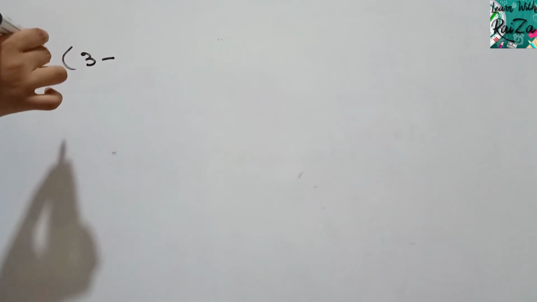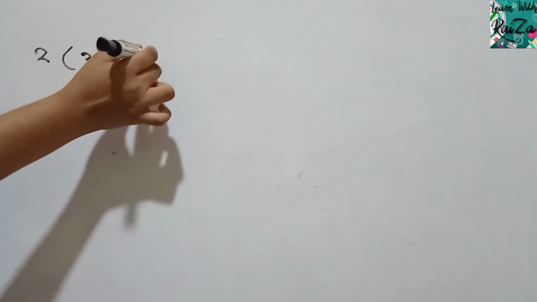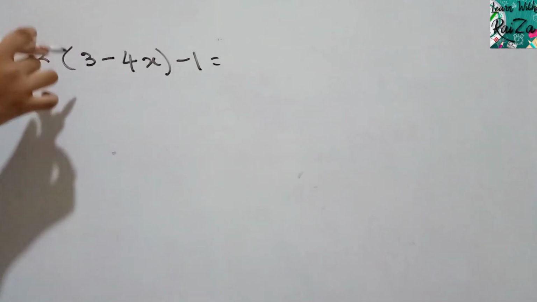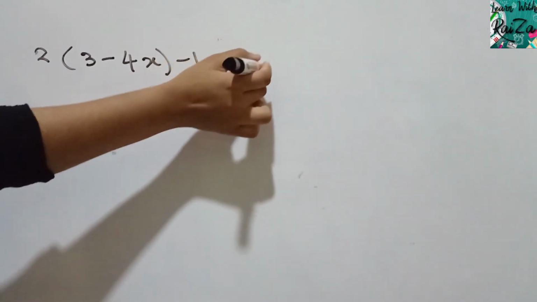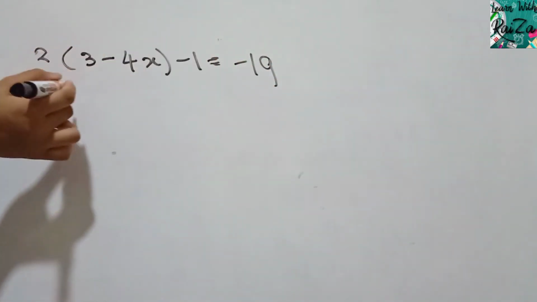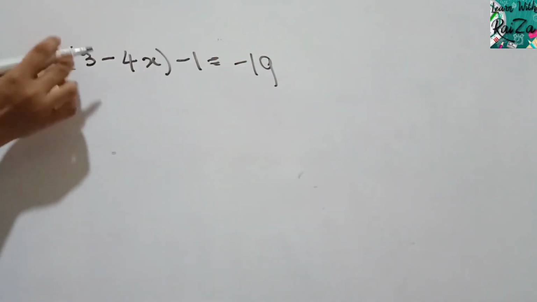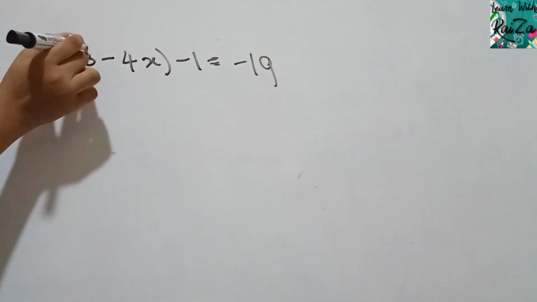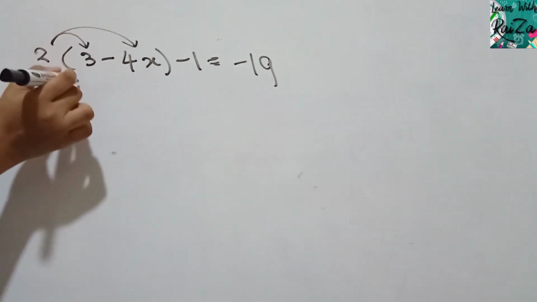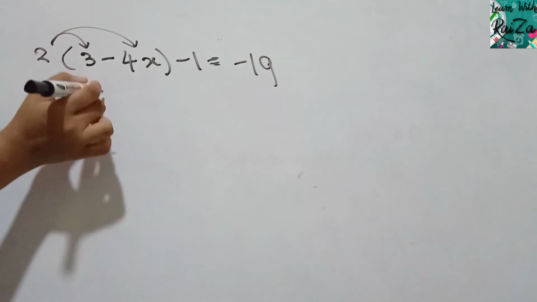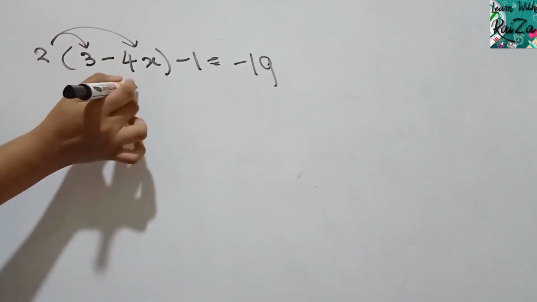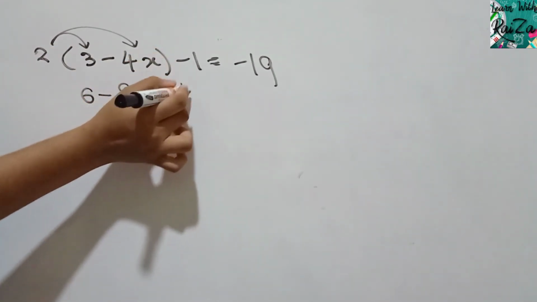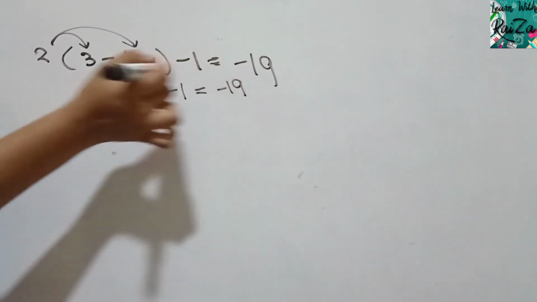In solving equations with simple brackets: 2 times (3 minus 4x) minus 1 equals minus 19. So here look at the board now. Simple brackets are there, so we have to remove the brackets by multiplying. 2 times 3 is 6, minus 2 times 4 is 8x. And this minus 1 write as it is, that is negative 19.